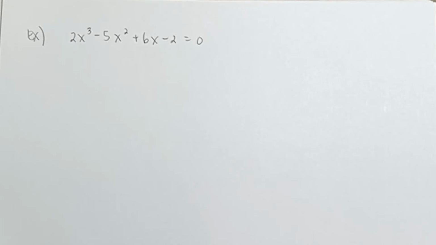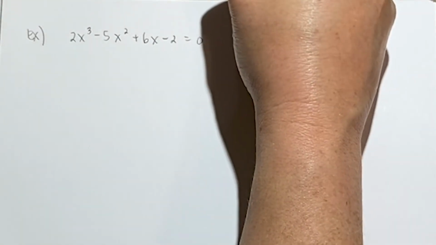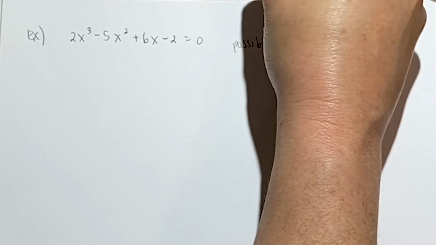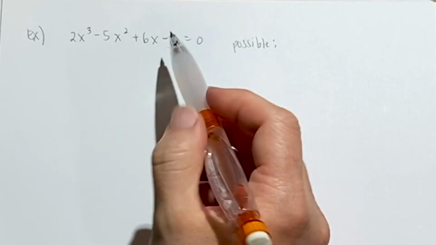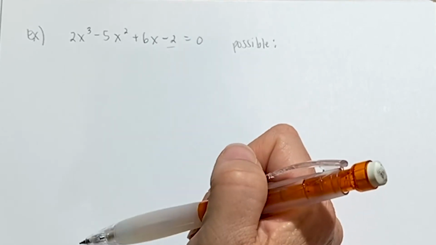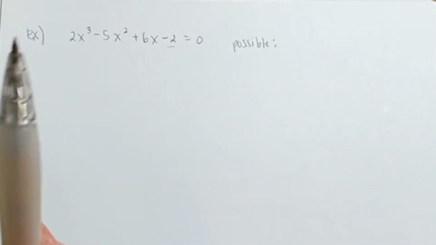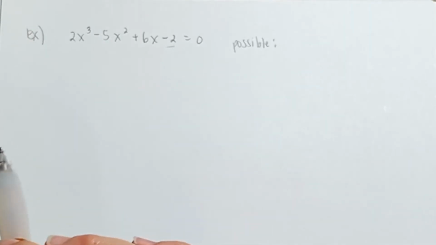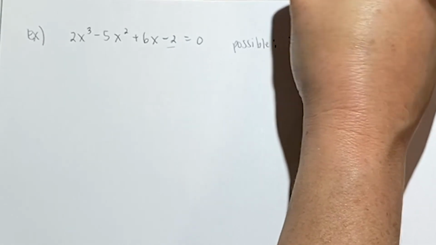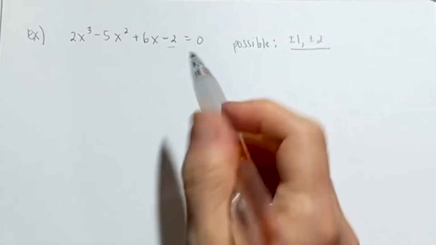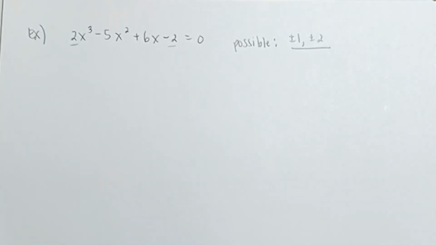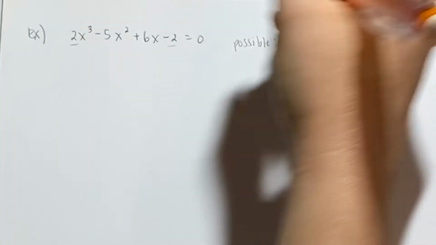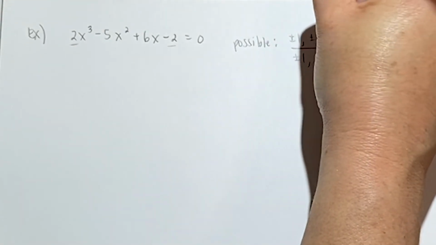So if we make a list of possibles, remember you start with your constant. What can multiply and give you -2? Well, you could have -1 and +2 or +1 and -2. So that gives you plus or minus 1 and plus or minus 2. Then underneath that you do factors of your leading coefficient, which is also 2. So that's also going to be plus or minus 1, plus or minus 2.